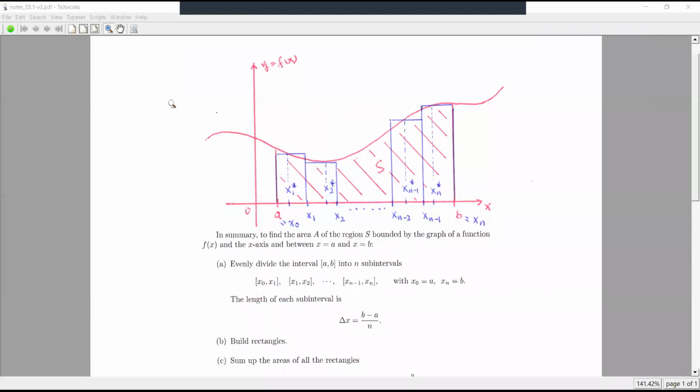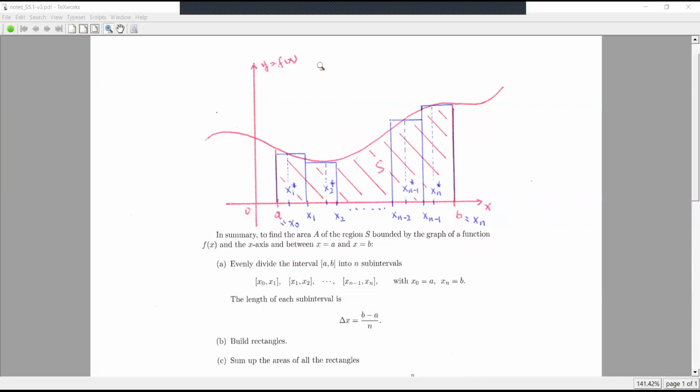In example 1, we successfully found the area of the region that lies between a parabola and the x-axis and between 0 and 1. The solution can be applied to find the area of a region that lies between a general curve and the x-axis. Let me make a summary here. Suppose we want to find the area of the region bounded by the graph of some function. This function may not be a parabola, it can be a general function, and the x-axis and between a and b.